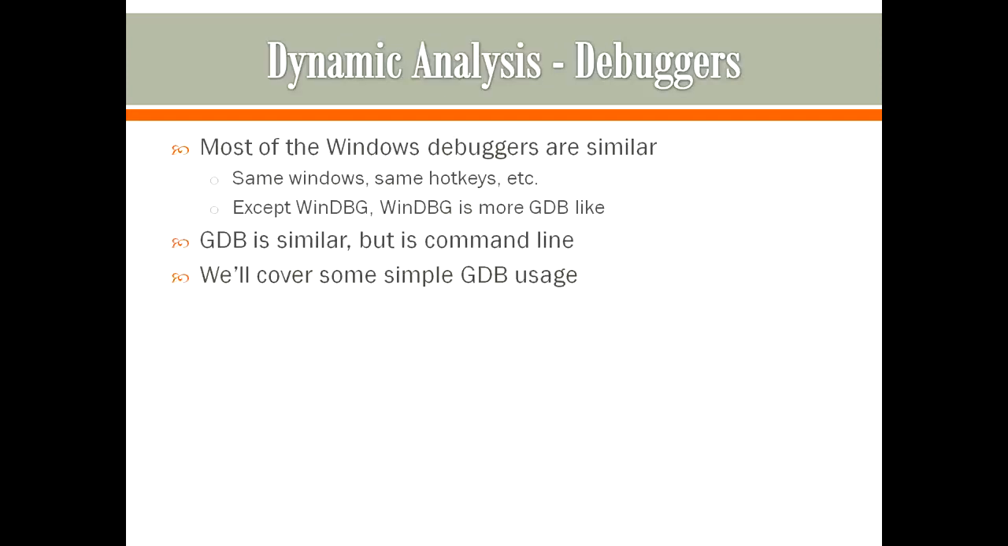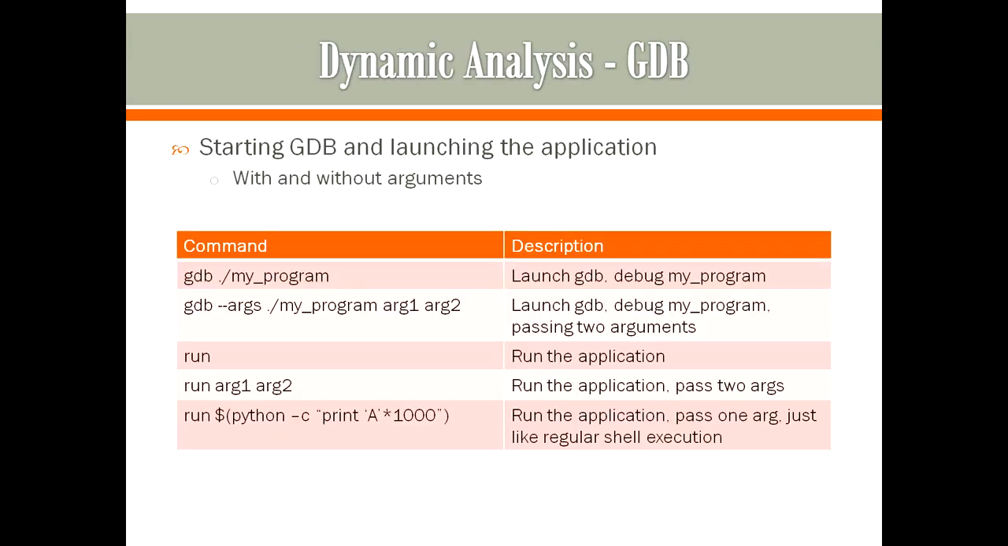Most debuggers on Windows are quite similar, except for WinDbg, which uses commands on a command line similar to GDB. Let's cover the basic usage of GDB. Here are examples of basic GDB commands. You can simply run GDB against your program as GDB followed by your program name. You can provide arguments on the command line as shown.